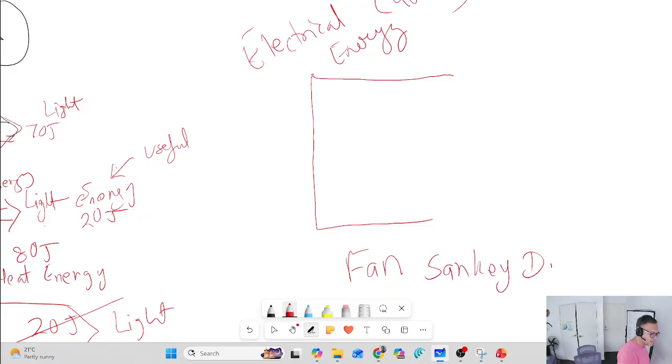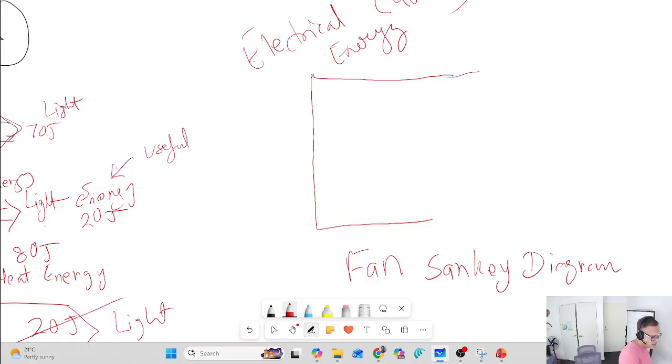Sankey diagram. Sorry for the bad writing, but I hope you are getting it. Now, when you turn the fan on, it moves, right? That fan rotor moves. So movement means kinetic energy, and that's what we want. When it moves, it gives us air. So that's useful energy.